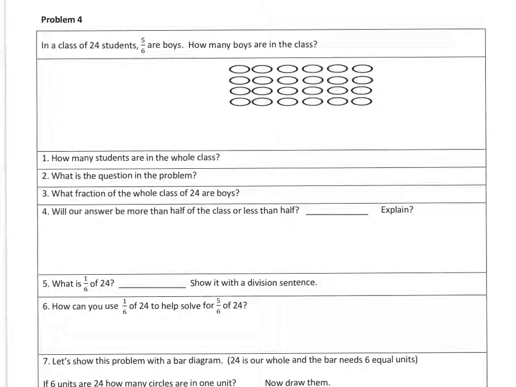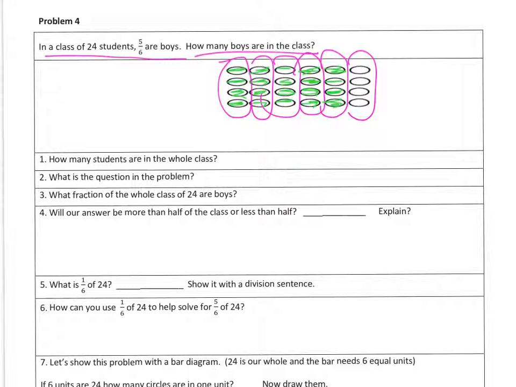So in a class of 24 students, 5/6 are boys. How many boys are in the class? So let's see, let's divide them into sixths. So there, I've got them divided into 6, and now we're going to color in 5. So I colored in 5 of my 6. I colored in this one, this one, this one, this one, and this one. This one I left blank though, because it only says 5/6.